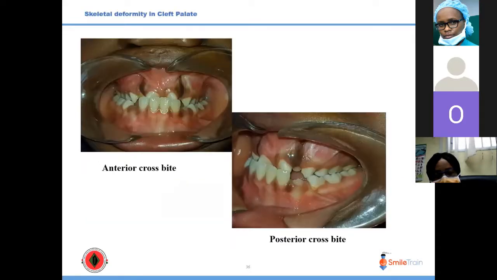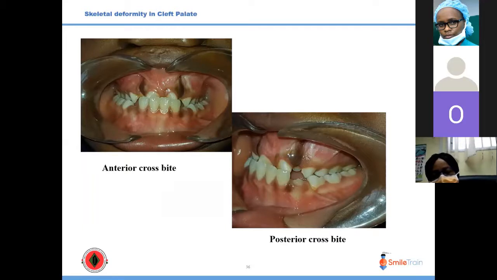This picture is actually showing the skeletal deformity that you have in a patient with cleft palate. This is a bilateral cleft, and in this case, we can see that the maxilla is behind the mandible, so it's in crossbite, both in an anterior position as well as a posterior position.